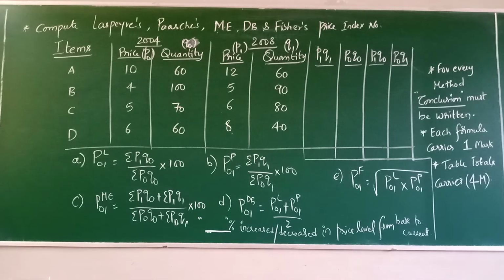Here the unit test is satisfied by all the methods except the simple aggregative price index number, simple in the sense of unweighted aggregative price index methods.